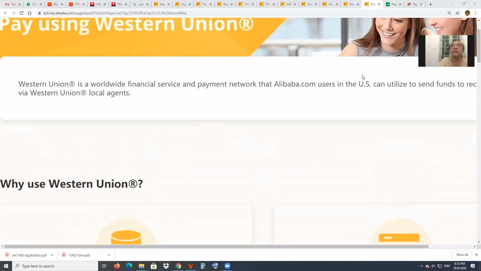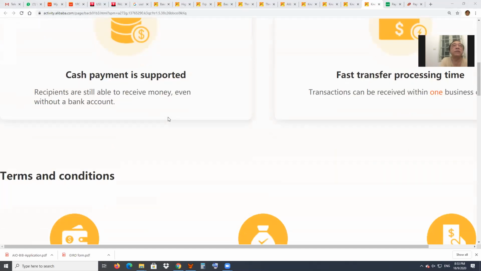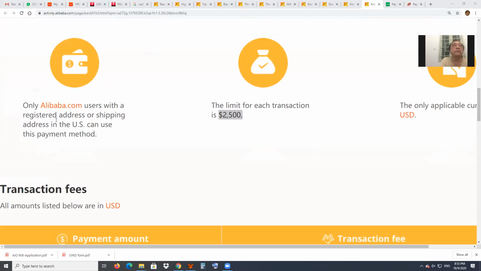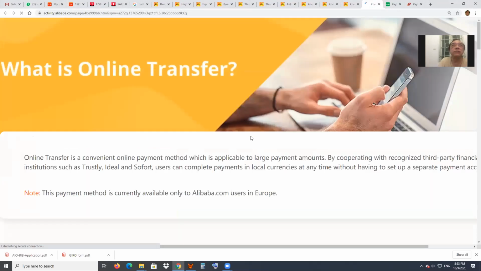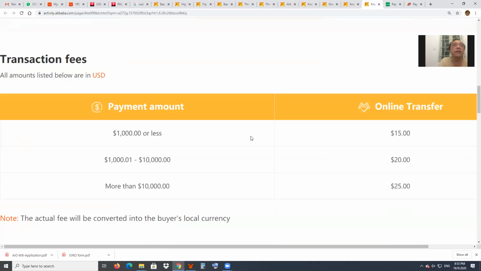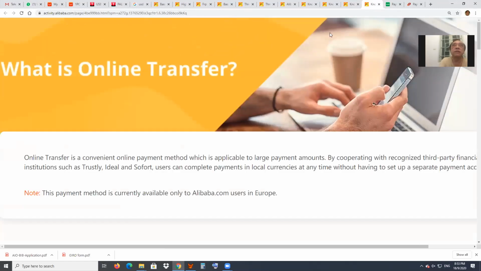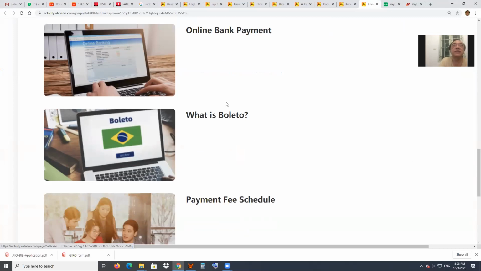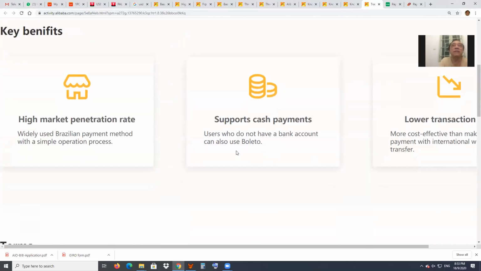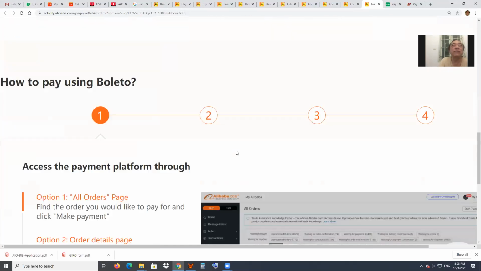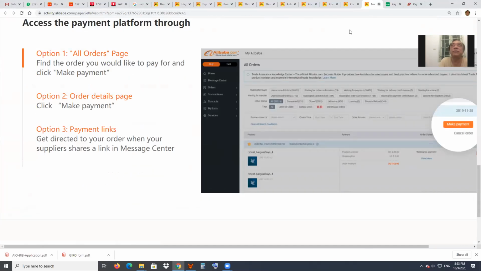So here they didn't mention renminbi, so you have to check with Western Union. Online transfer, this one actually you don't need to care about. You can't do that because you don't have a China bank. Then Boleto is Brazil, some sort of Brazil payment gateway. Unless you are in Brazil, this doesn't apply to you.